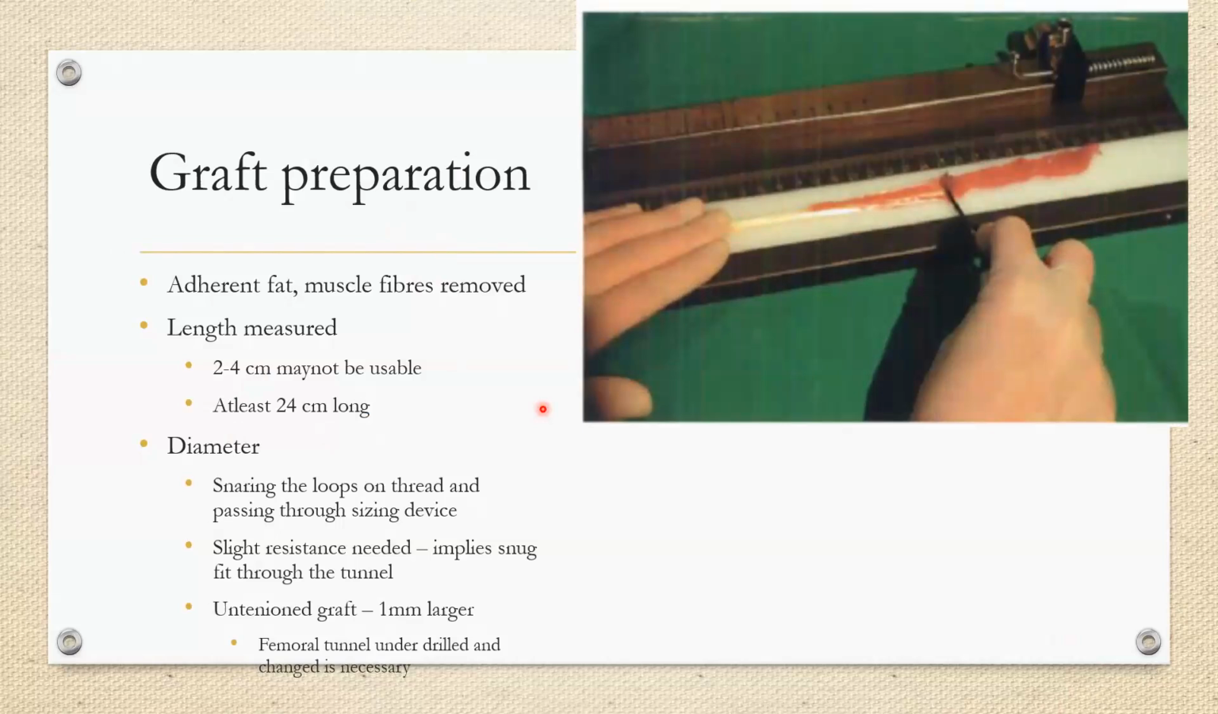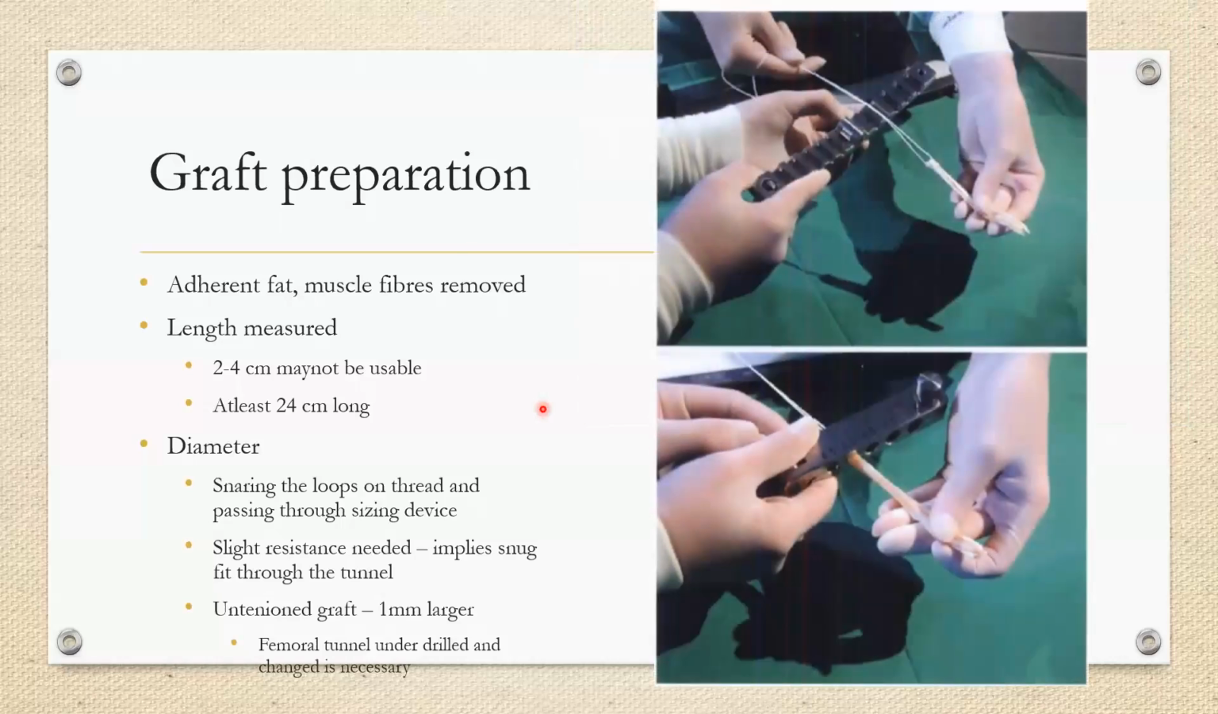So once the graft is prepared, the diameter of the graft is checked by snaring the loops on a thread and passing it through the suture sizing device, as we see. When passing through the sizing device, slight resistance is the appropriate size. It shouldn't pass freely. This implies a uniform snug fit within the tunnel once it is passed.